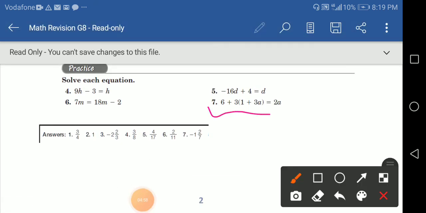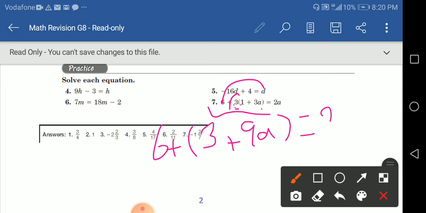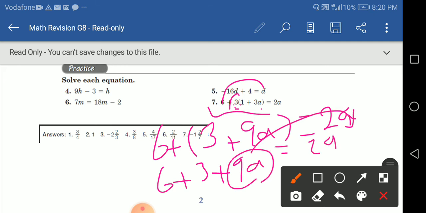I need to solve this before I turn to another section. We have 6 plus y, because we have the distributive property. 3, I will multiply by 1 first, then I will multiply it by 3a. 3 times 1 is 3, then 3 times 3a is 9a. Then I have 2a, so I will write it like this, equal to a. 9a will go to the other side by a negative sign. 6 plus 3 is 9. And we have 2a minus 9a, which gives me negative 7a.